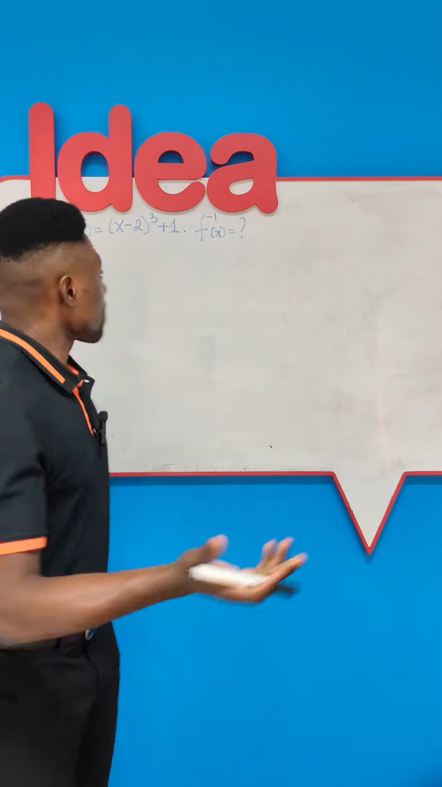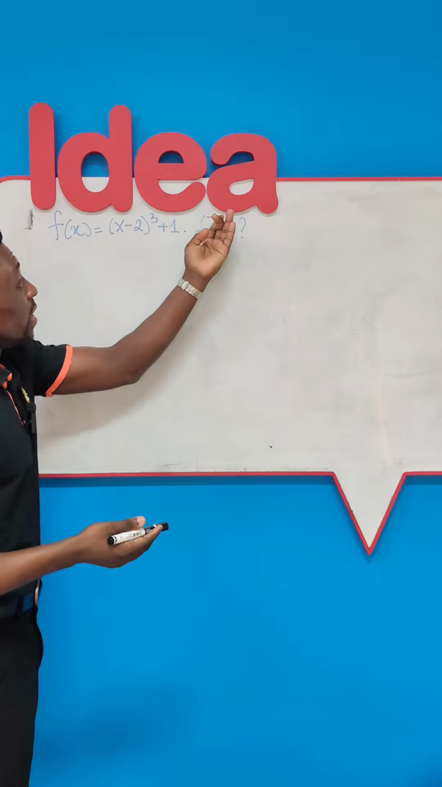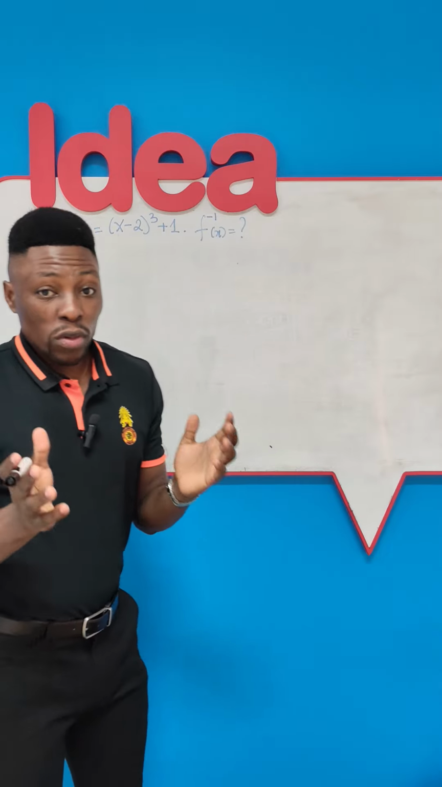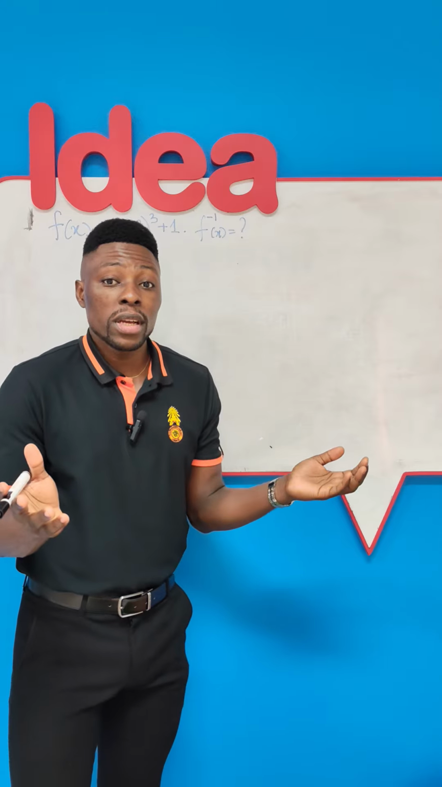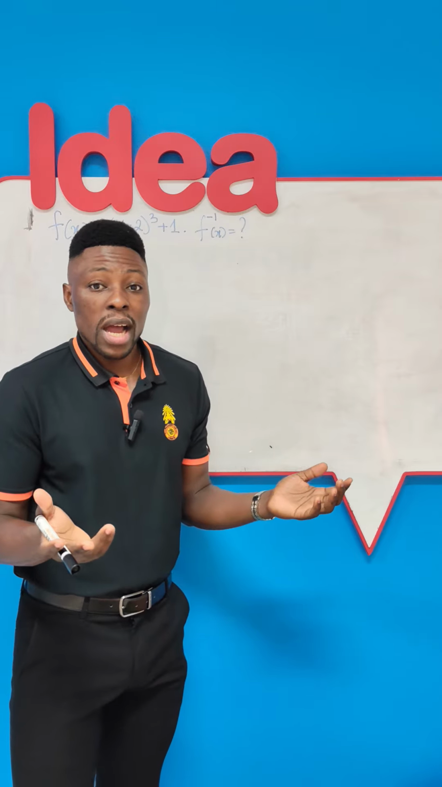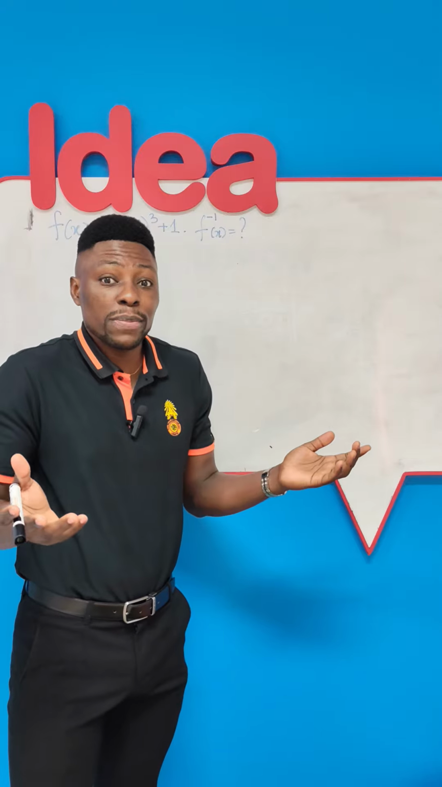Tomorrow will be better. f(x) equals this. What is f inverse of x? Most of us are familiar with finding the inverse of linear functions, even rational functions. How about radical functions? Dear friends, it's the same principle.